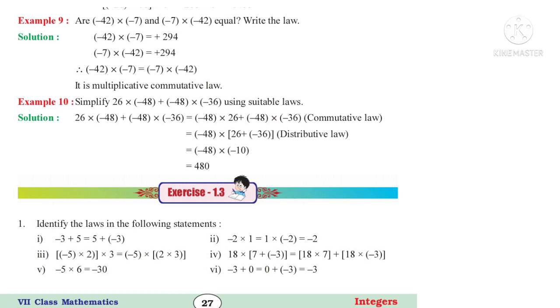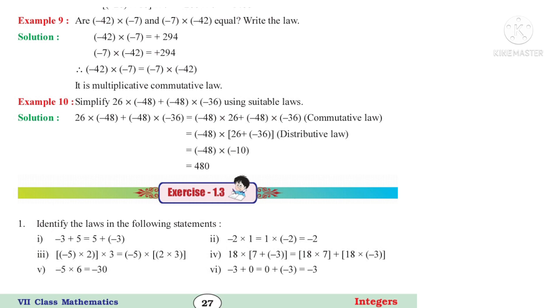Simplify 26 into minus 48 plus minus 48 into minus 36 using suitable laws. Here in the first expression, the numbers are interchanged. 26 into minus 48 is written as minus 48 into 26, and the second term is the same, minus 48 into minus 36, using the commutative law.